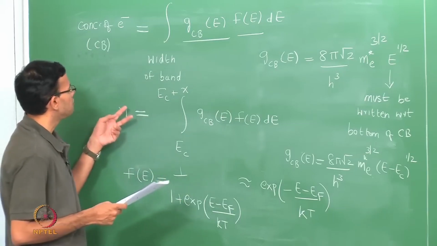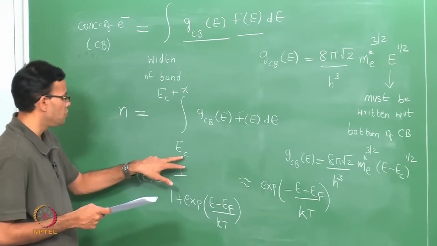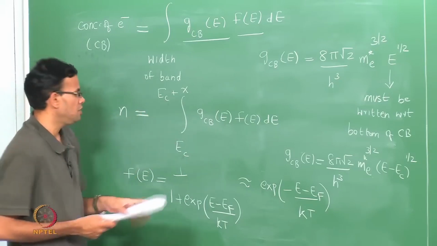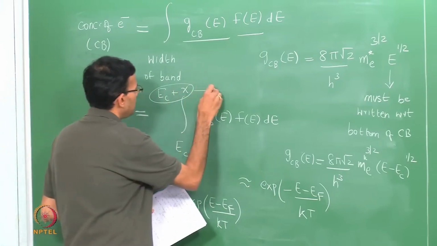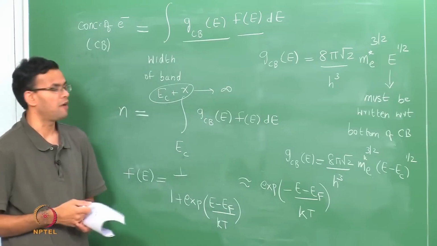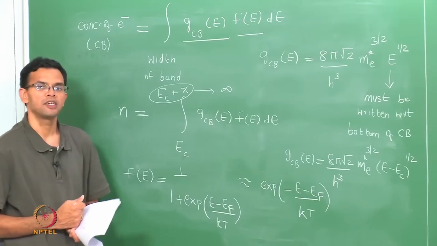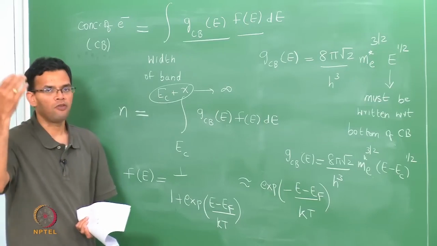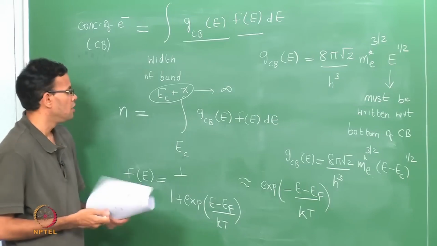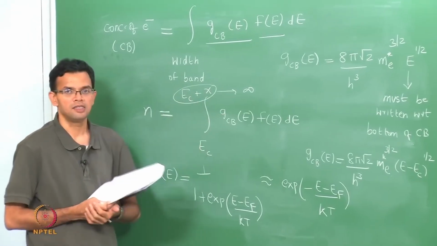In the case of the silicon semiconductor, our limits were the width of the band that goes from EC to EC plus chi. For ease of integration, we can replace the EC plus chi term with infinity. This is also justified because we will find that most of the electrons are located very close to the bottom of the conduction band. So, we can take the top of the conduction band to be infinity, and we will not lose much in the model. So, we will replace EC plus chi with infinity. Let me then rewrite this expression again.